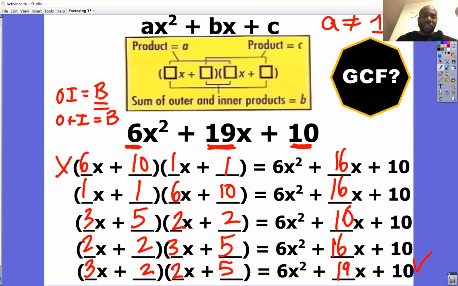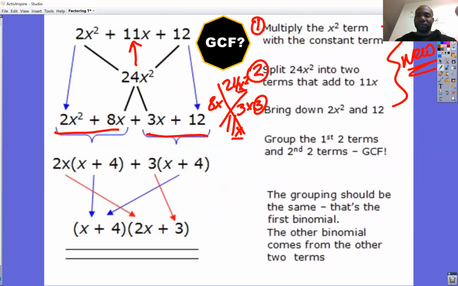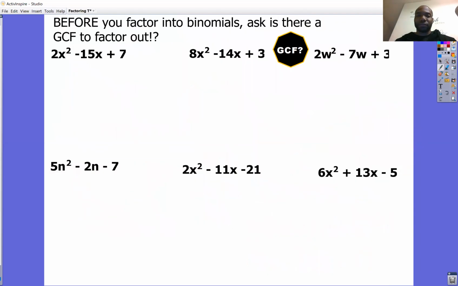This is what we ended up with in the old time way, right down there, everybody. But we don't have to go through all of that because there is a technique. Let's get to practicing.